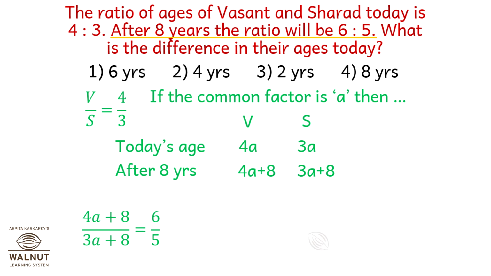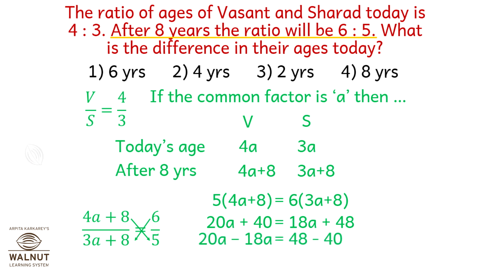So we have 4A plus 8 upon 3A plus 8 is equal to 6 upon 5, as after 8 years the ratio will be 6:5. We cross multiply to get A as 4. So 4A will be 16 and 3A will be 12. The difference between their ages will be 16 minus 12, which is 4. Pay attention that the answer needed is the difference in their ages today, not after 8 years. Let's move on to the next question.